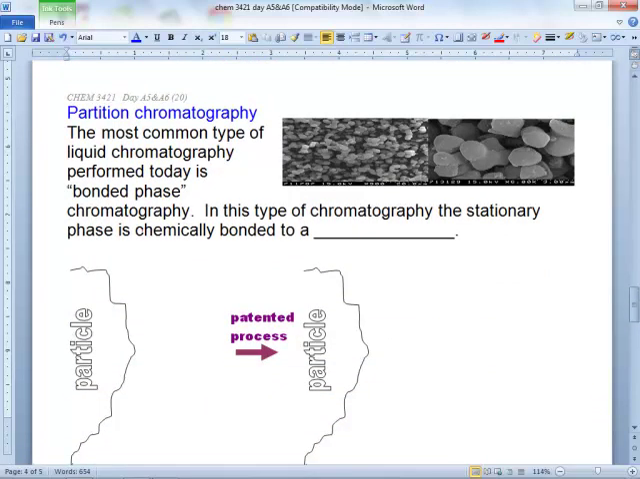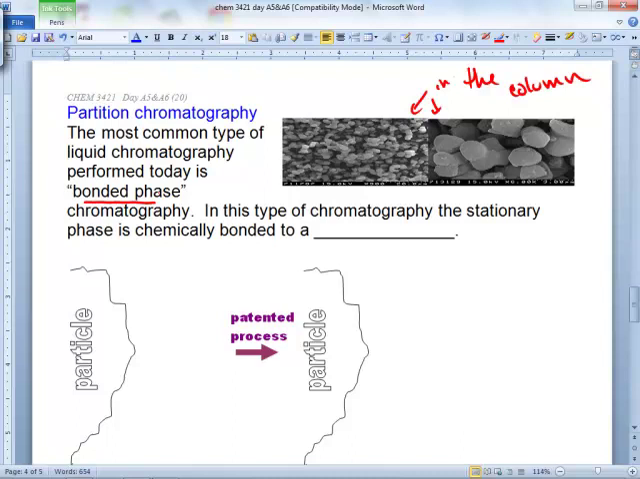So just what is inside the column? It's this stuff. The active ingredient in the analytical column, or the little piece before it, called the what column? Guard column, right? Protect the analytical column. So these little tiny particles coated with stuff. Okay? The most common type of liquid chromatography is called partition chromatography, but they have a bonded phase, right? There's something bonded to these little particles.